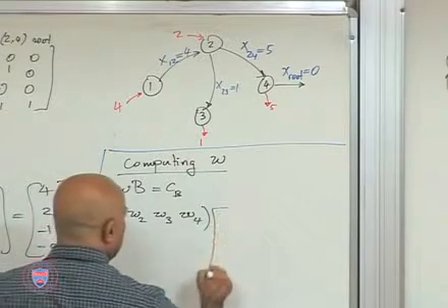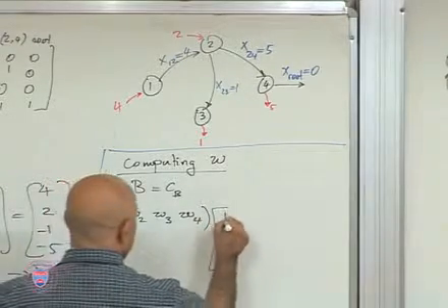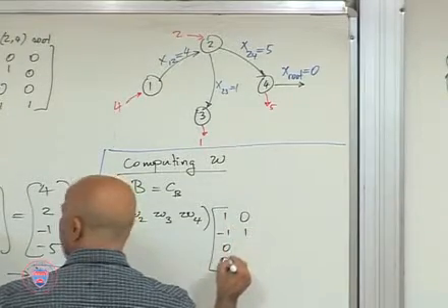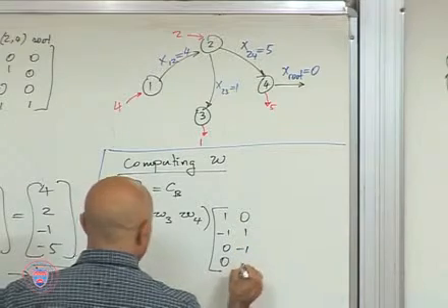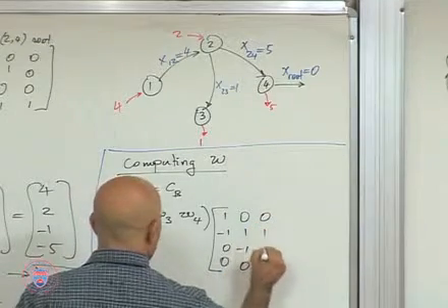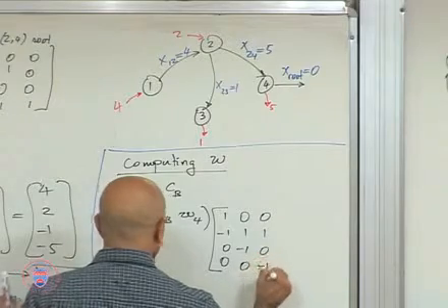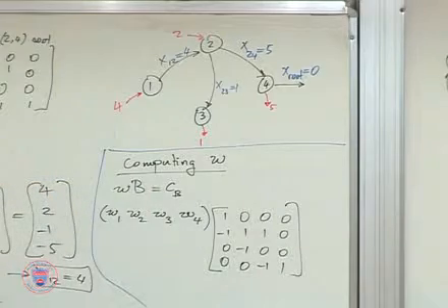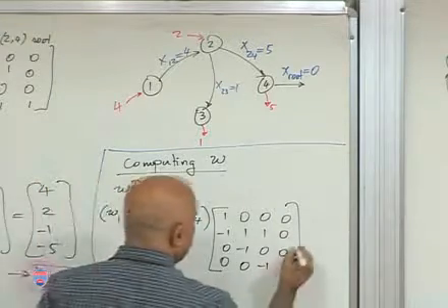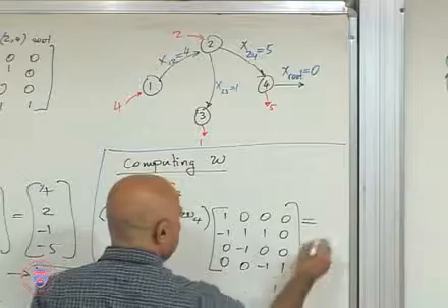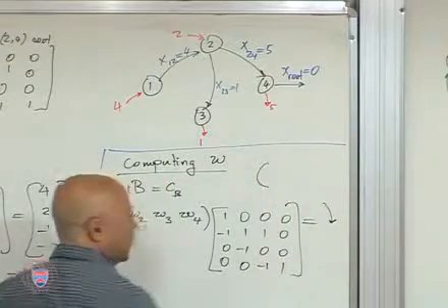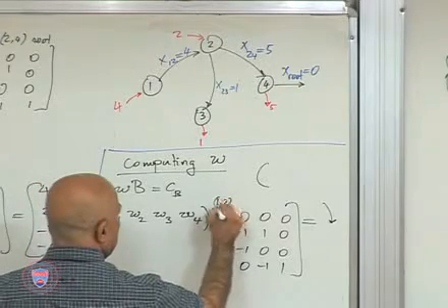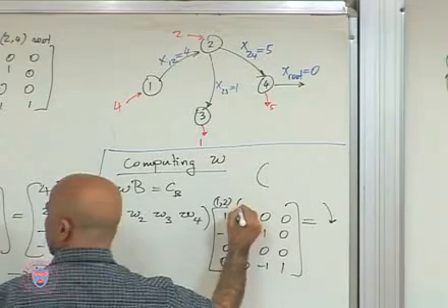Times the B matrix, which in our case is 1, minus 1, 0, 0, 0, 1, minus 1, 0. The next one is 0, 1, 0, minus 1, and 0, 0, 0, 1. That's your WB equals CB. I have so little space left here, so I'm going to write it up here. CB has the costs associated with these columns.